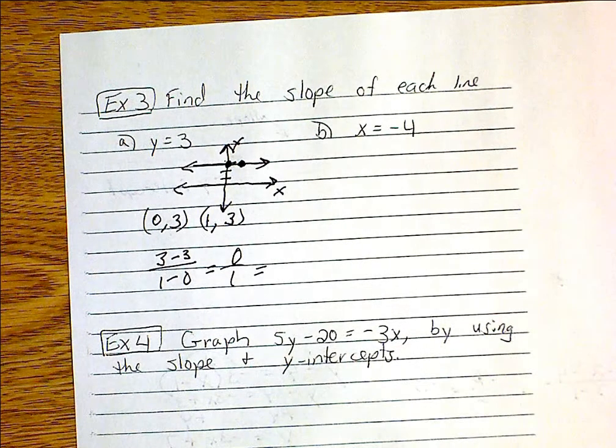So what is 0 divided by 1? No, don't go to those. 0, right? So your slope is 0.